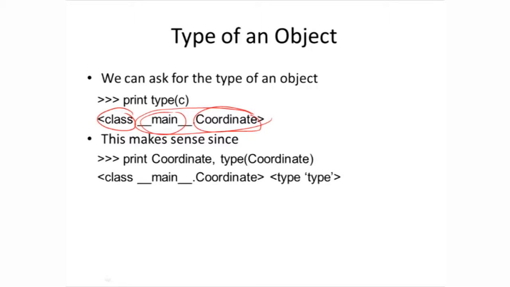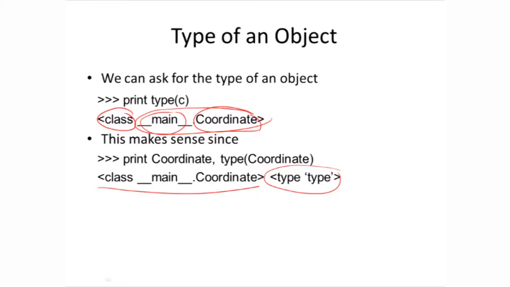For example, if I were to print out coordinate, it tells me it is a class. And if I print out the type of coordinate, it says it's a version of a type. Both things that make sense. That is going to be useful because if I'm going to do some code and I want to say I've got an object, can I do something on it? I'd like to know what type is it. And I can check that with a straightforward thing.